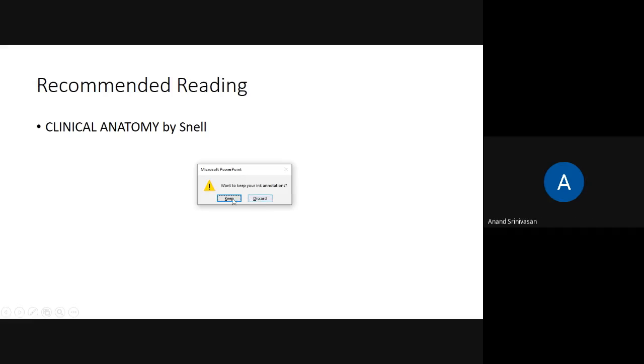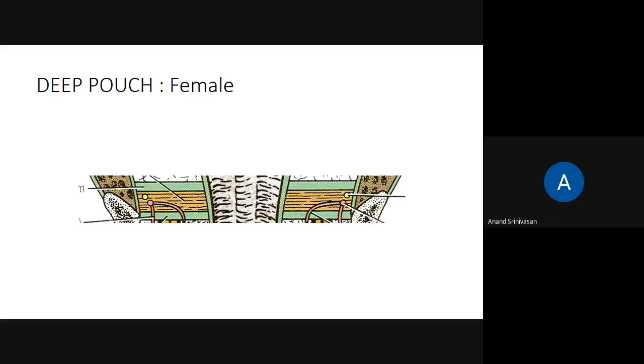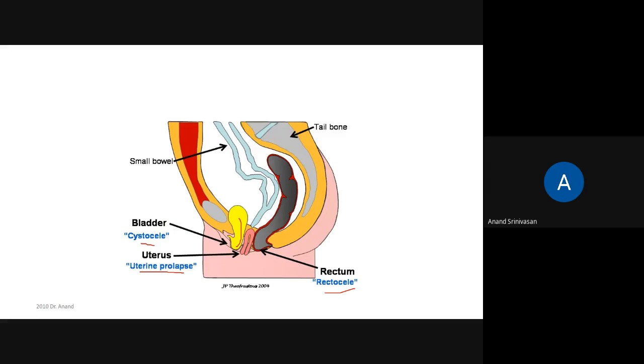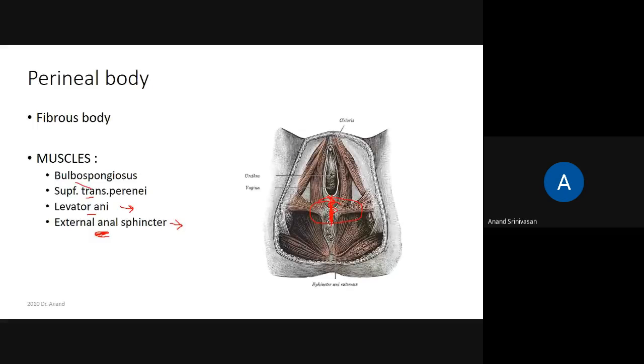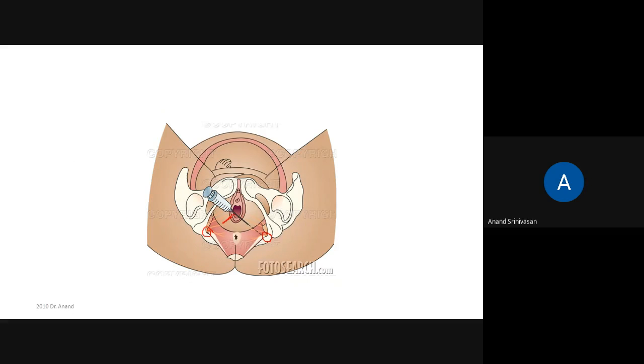Sir, what is the difference between pudendal block and epidural anesthesia? Yes, very good question. See, pudendal block is given only for natural birth. Before you make an episiotomy, you give a pudendal block, that is, to deliver the baby.